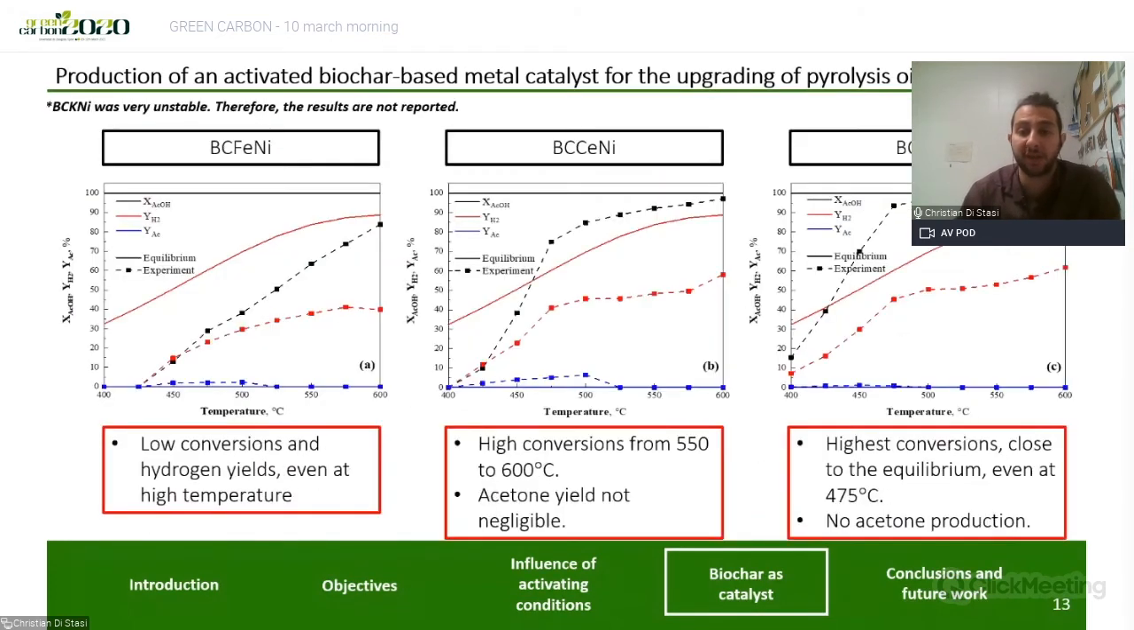We tried to add a second metallic phase, in particular potassium, iron, cerium, and cobalt. The potassium was a disaster, it was unstable, so the results were not shown in this presentation. As you can see from the plots, there was an improvement of the performances, but the best catalyst was the cobalt-nickel one. With 7% of cobalt and 10% of nickel, we were able to obtain, even at 465 degrees C, a pretty high conversion and a hydrogen yield close to the equilibrium one, with no presence of acetone.